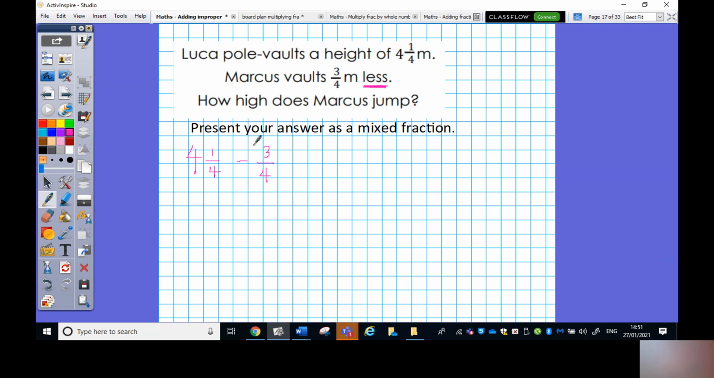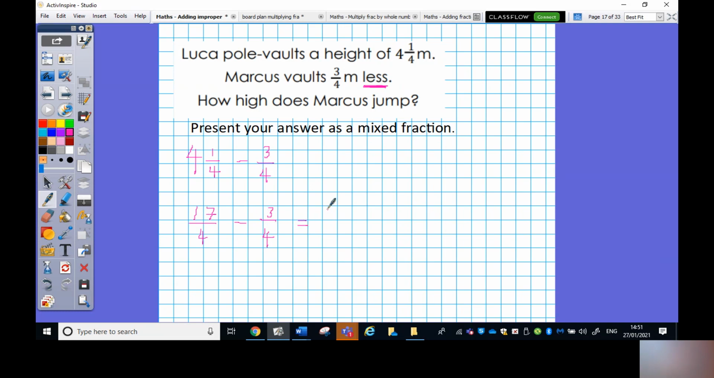So I'm looking at the fraction. Can I take 3/4 away from 1/4? No, because 1/4 is less. So what I've got to do first is convert them into improper fractions. Let's convert 4 and 1/4 first. 4 times 4 equals, good, plus 1 equals 17. Excellent. What's my denominator? Excellent. Good. I don't need to convert the next fraction. It's just 3/4. And now it's a lot easier for me to calculate.